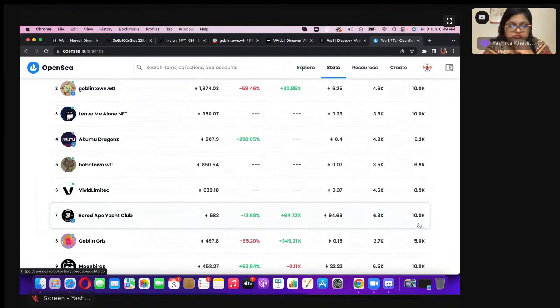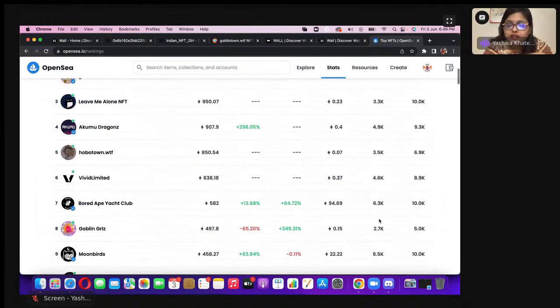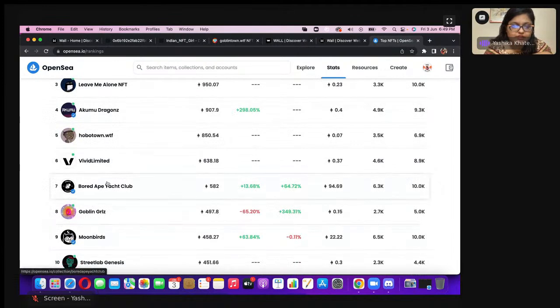So like this one is good, right? Bored Ape, out of 10,000 Bored Apes, 6,300 people own it, which means there are a few people who own more than two, but still it is a pretty well distributed project. We can say that there's no one whale holding a large part of it, which means that's a good distribution.